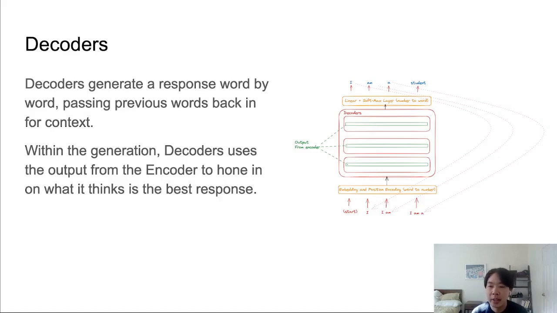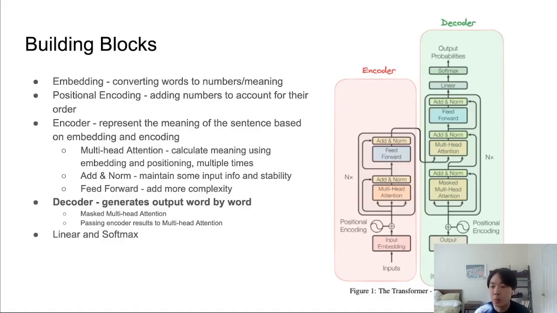Also something to note, within these generations, the decoder uses the output from the encoder to hone in on what it thinks is the best response. So that's why our decoder generates output word by word.